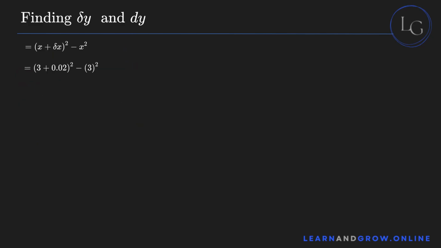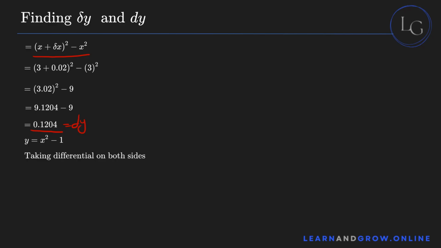Now, that was the expression for delta y. Now let's find the value of delta y. As you know, the value of x plus delta x was 3 plus 0.02, and that is whole square minus x square, so 3 square. Now, this turns out to be equal to 0.1204. This is the value of delta y. Now let's find dy.